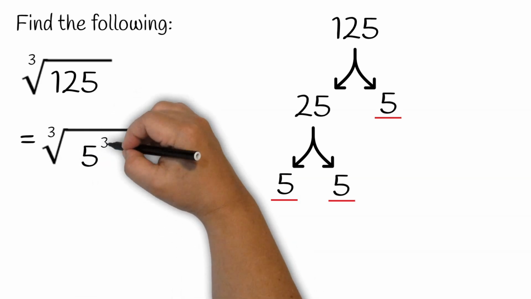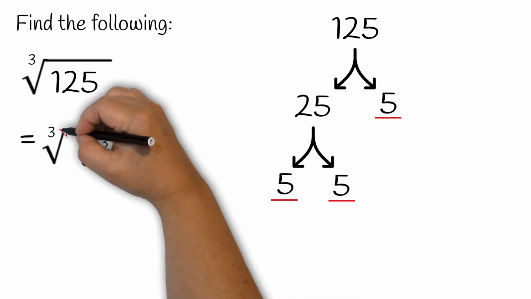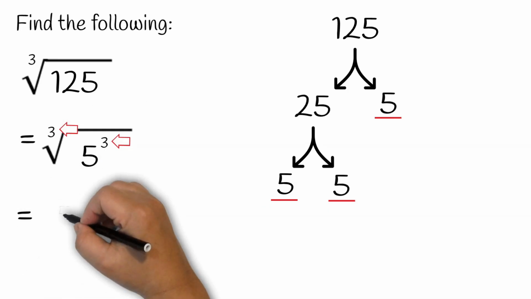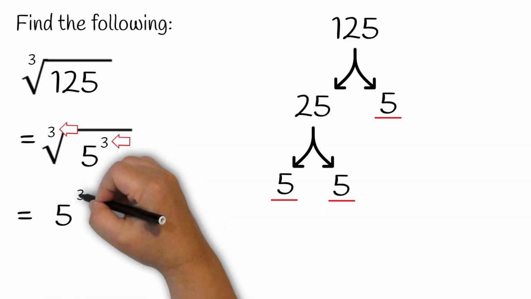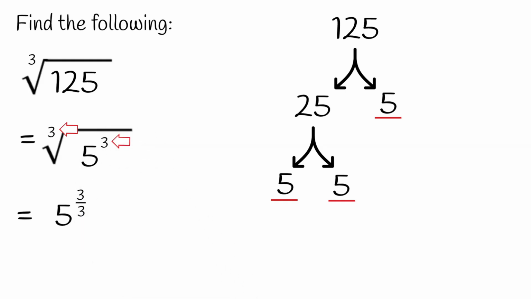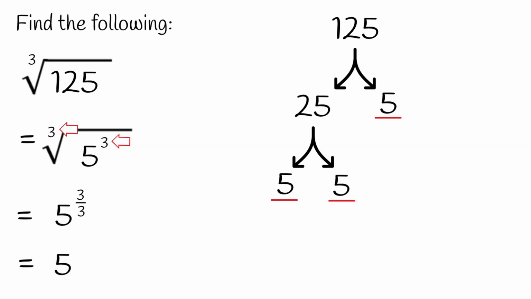So as you can see, we have a 3 inside the radical and we have a 3 outside the radical. So in order to get rid of the radical, we have to divide these exponents. 3 divided by 3 is equal to 1. So that means the cube root of 125 is equal to 5. Let's move on to the next one.